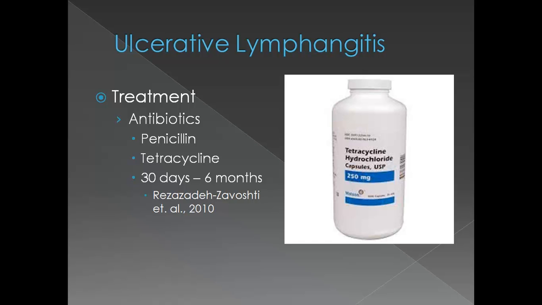According to a study done by Rezazadeh Zavoshti et al. in 2010 in the Turkish Journal of Veterinary Animal Science, penicillin and tetracycline are used most frequently to treat ulcerative lymphangitis for as little as 30 days and up to 6 months to clear the infection. If the infection is not treated in a proper, timely manner, the horse may become chronically infected and terminally lame on the infected leg.